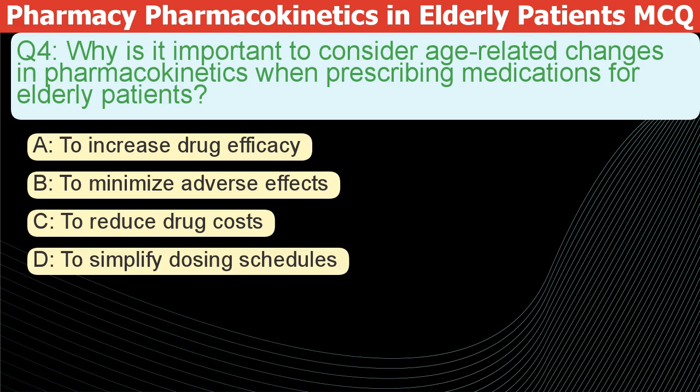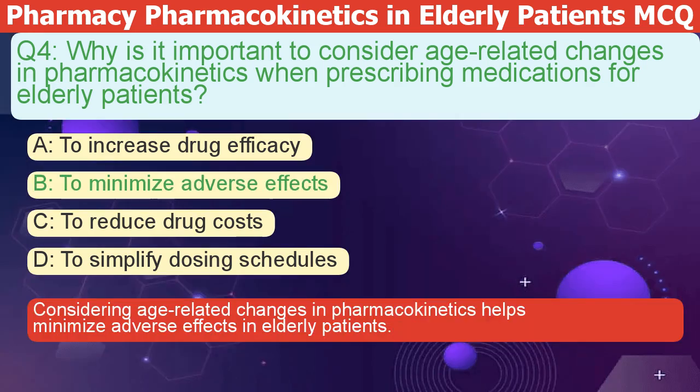Why is it important to consider age-related changes in pharmacokinetics when prescribing medications for elderly patients? A. To increase drug efficacy. B. To minimize adverse effects. C. To reduce drug costs. D. To simplify dosing schedules. The correct answer is B. Considering age-related changes in pharmacokinetics helps minimize adverse effects in elderly patients.